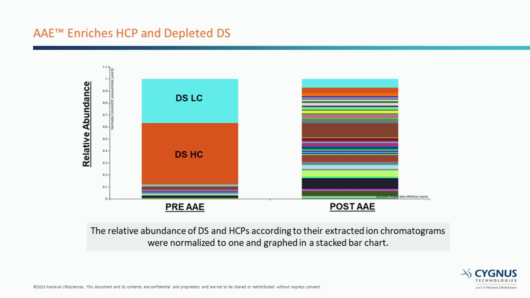The post-AAE column or bar on the right shows that the relative abundance of the HCPs has increased after AAE, and that of the drug substance heavy chain and light chain has decreased. So we can see much more in depth, with much better definition, the profile of the HCPs in the final DS.